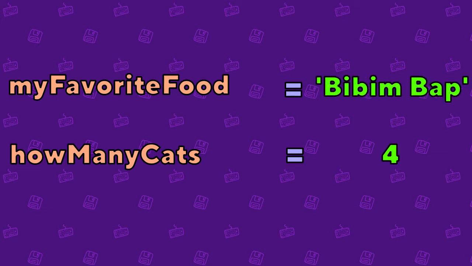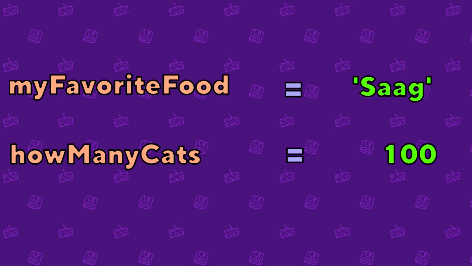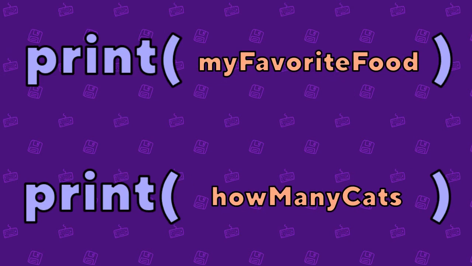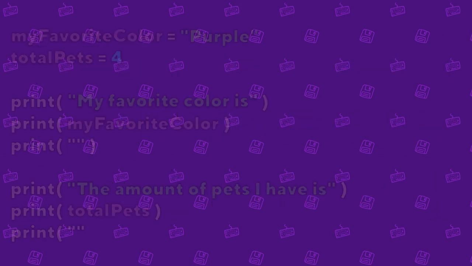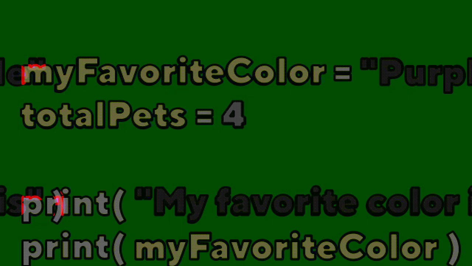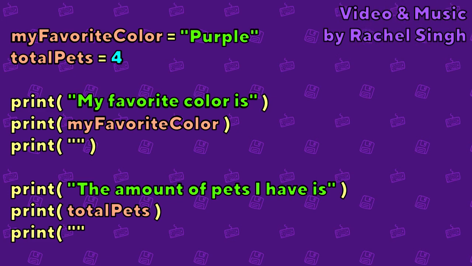We can overwrite these variables' values anytime we want, which is why they're useful in our programs and games. We can print our variables to the screen by using the print function and putting our variable name between the parentheses. Remember to not put the variable name inside of quotes. Now we can write a little survey program where we store our favorite things in variables and then use print to display all the information.